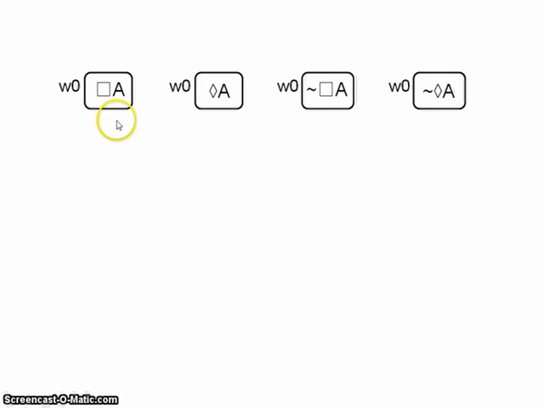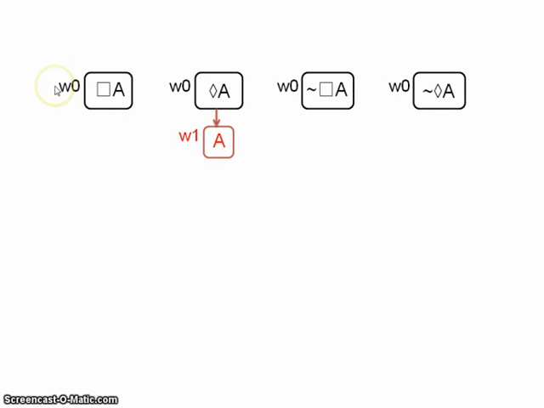Okay, so we have 4 new rules, and I want to take possibility first. If you have possibly A, then you need to draw an arrow to a new world and derive A in that world, because possibly A means that W0 accesses some world at which A is the case. The red here represents what you derive, and the black represents what you start with.